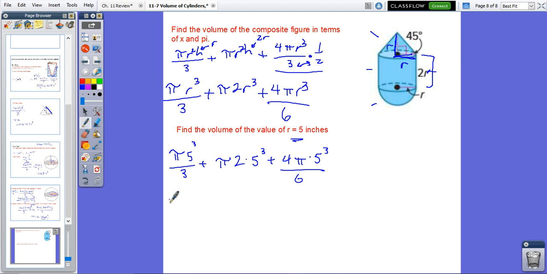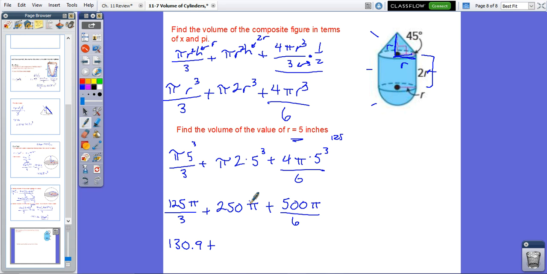So 5 times 5 times 5 gives us 125 pi over 3. Plus here, we've got 5 to the third, which is just 125, then times 2 gives us 250 pi. Plus, and here, again, 5 to the third is 125, but then times 4 gives us 500 pi over 6. All right, so this is what we get now. So we've got 125 pi divided by 3. If you do it right, you should get roughly 130.89. I'm going to go ahead and do 130.9. I'll round it right here.